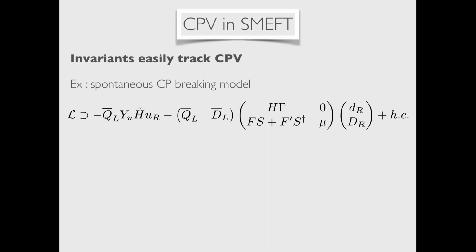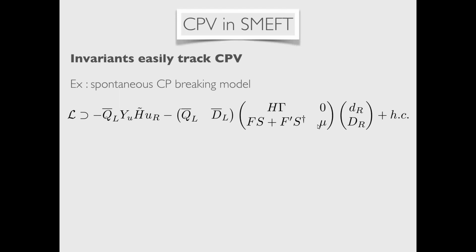The model is the following in the UV. You have an extra vector-like D quark and a new scalar. This is the Higgs, and the rest are coupling constants. So F prime and gamma are new coupling constants. There exists a point in parameter space such that this model preserves CP. For instance, the point where gamma, F prime and mu are all real.